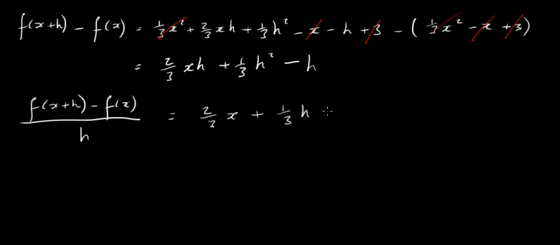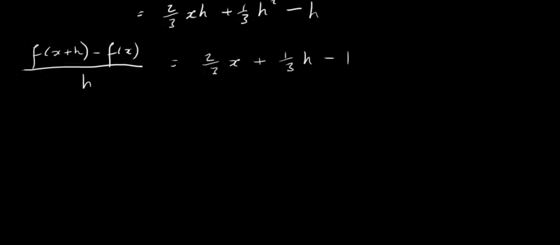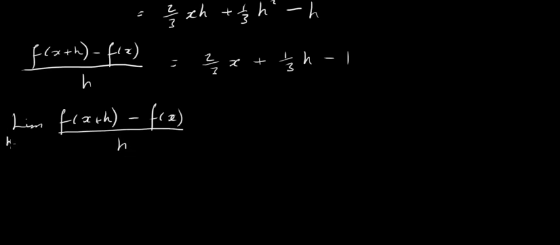Now we've got to find the limit of this. So we've got to find the limit of f of x plus h minus f of x all over h as h tends towards 0. Well, if h tends towards 0 here, this term here will just become 0, and we end up with 2/3 x minus 1. 2/3 x minus 1.